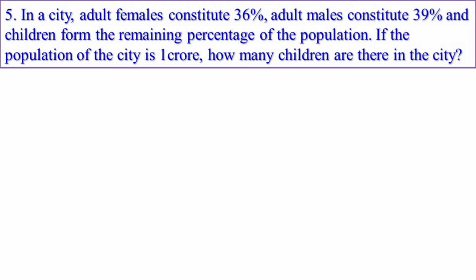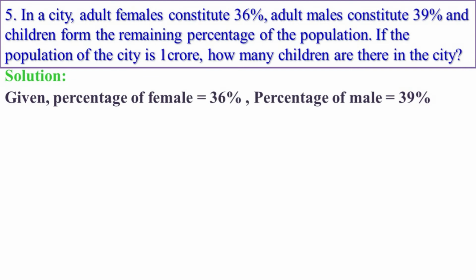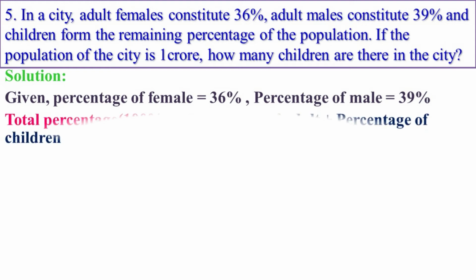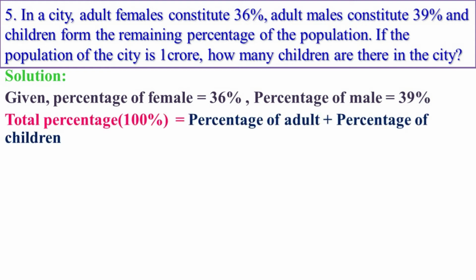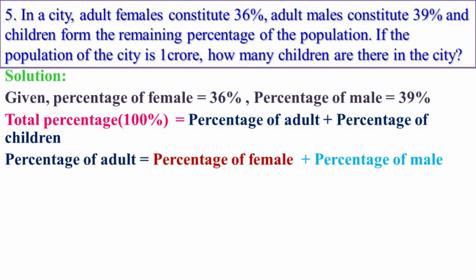Total population is 1 crore. Okay, let us find the solution. They have given that the percentage of female is 36% and the percentage of male is 39%. Total percentage means 100. You know very well that. Total percentage is equal to percentage of adult plus percentage of children. Here, adults are grown up persons. Percentage of adult is equal to percentage of female plus percentage of male.